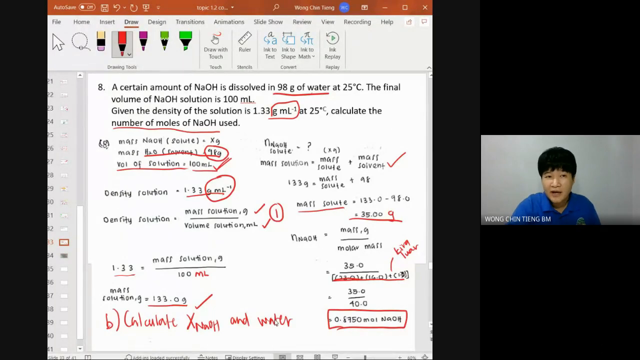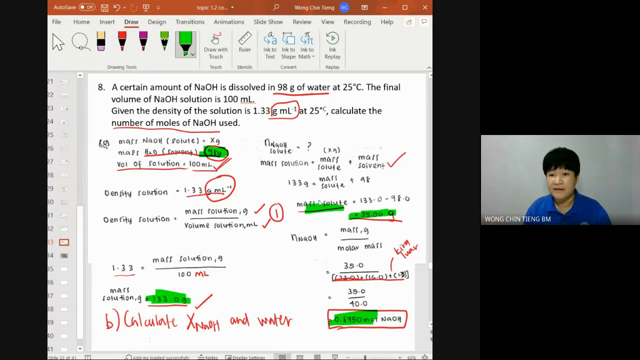Alright? You're calculating whatever that you have above. Benda yang kamu dah cari kat sini. Dia dah bagi. Benda yang kamu dah cari kat sini. Alright? Mole yang kamu dah cari kat sini. Mass solute yang kamu dah cari kat sini. You're using it back. So, kalau soalan ni sekarang saya tanya balik molarity. Saya tanya balik molality. Saya tanya percentage by mass. You'll get it easily.